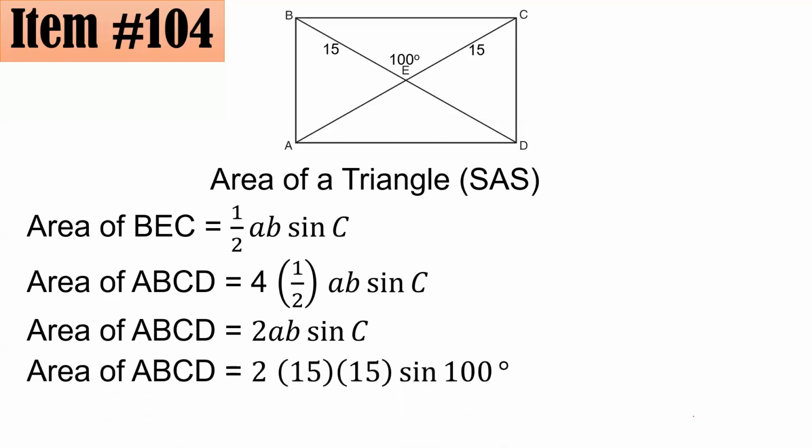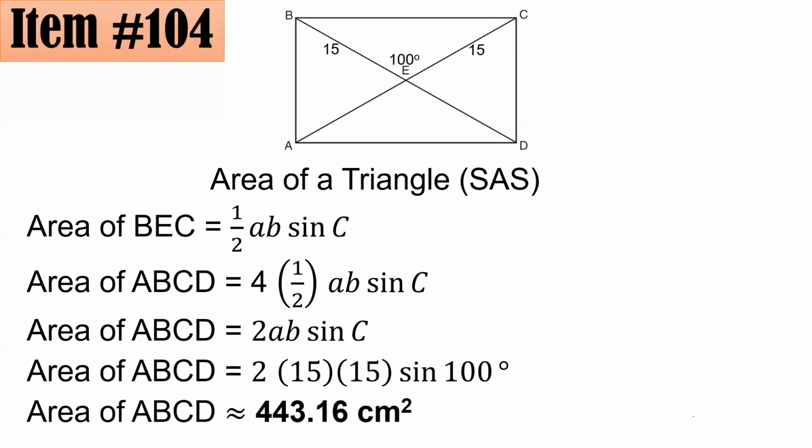And by substitution, our A and B are both 15 and our angle is 100 degrees. So 2 times 15 times 15 times sine 100 degrees gives us 443.16 centimeters squared approximately. Letter C. All right. So far, so good po mga kaguro.